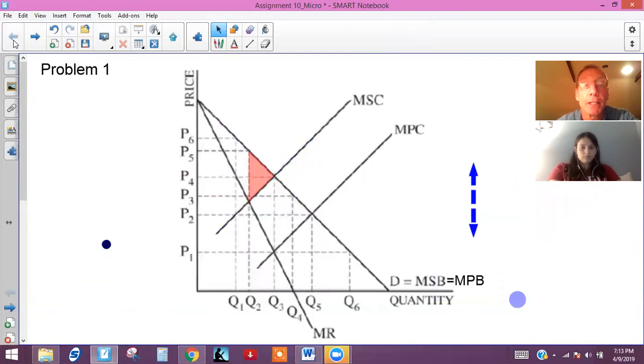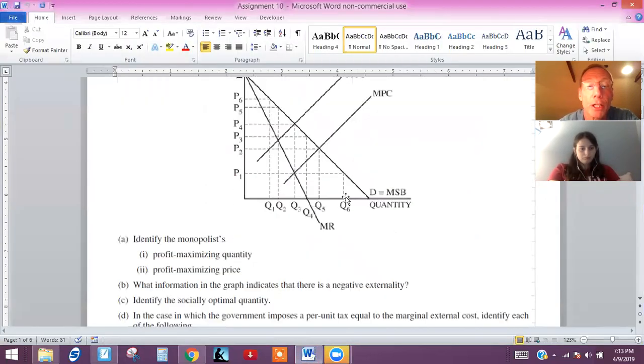Okay. In this problem right here, we're looking at a negative externality because we've got a marginal social cost that's above marginal private cost, above the original supply curve for this firm. Okay, now the question that they're asking us, or what they're asking us to do, is, first of all, in part A, identify the monopolist's profit maximizing quantity.